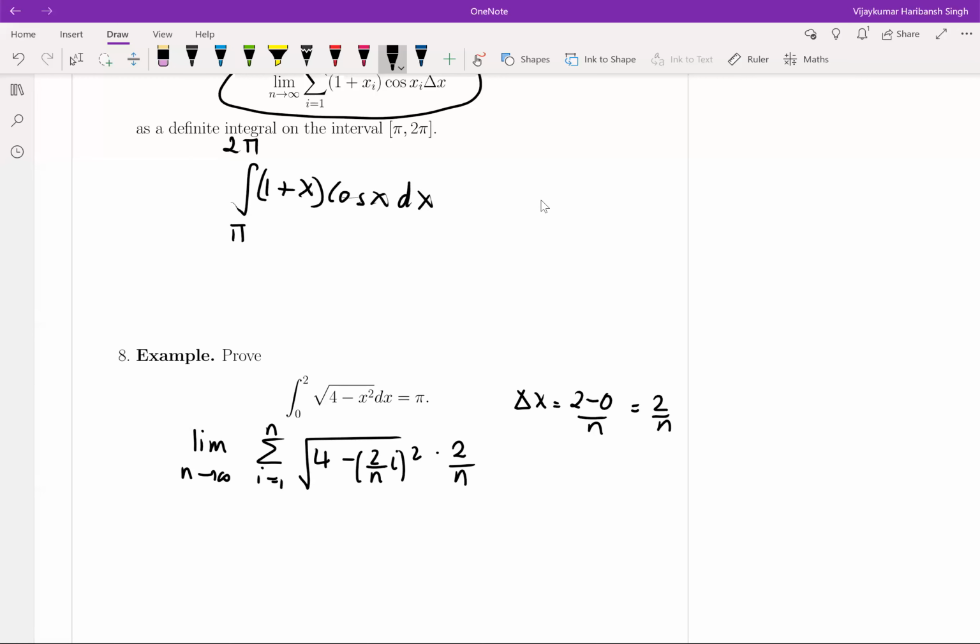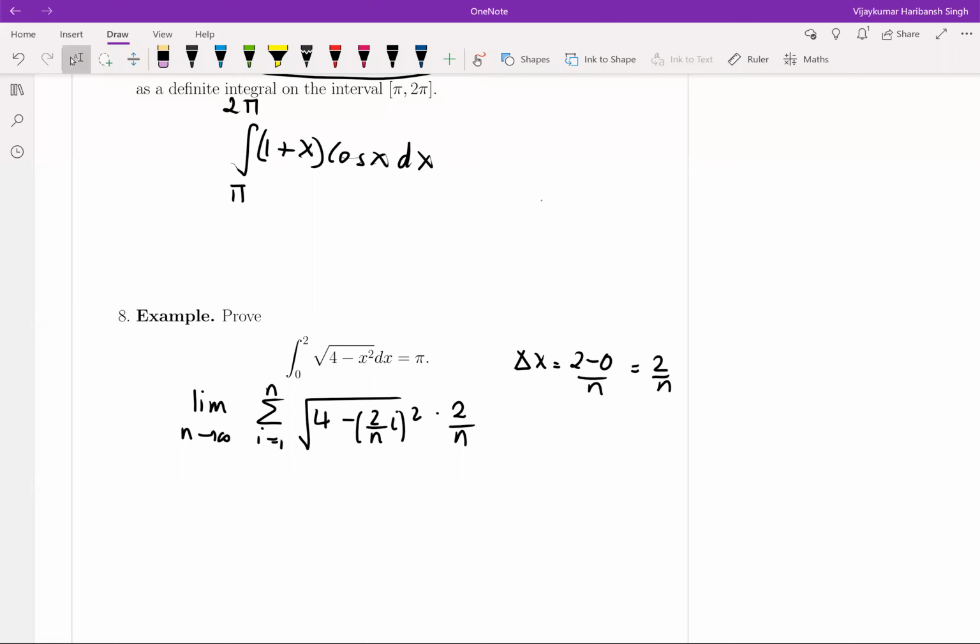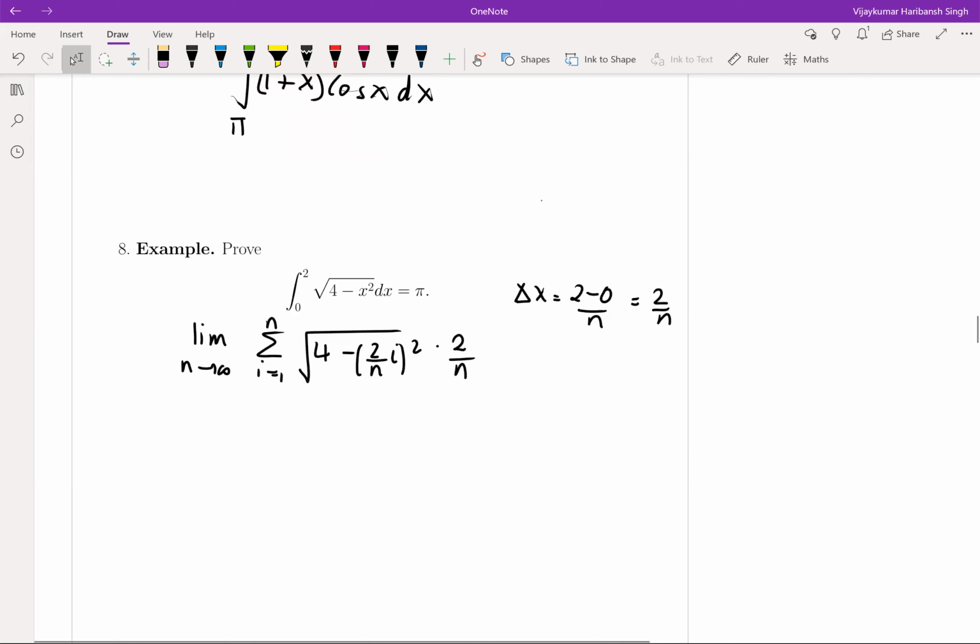Later on, when we make formulas or techniques for integration, you'll see how to do it properly. For now, we will basically use graphing to see what it is about.